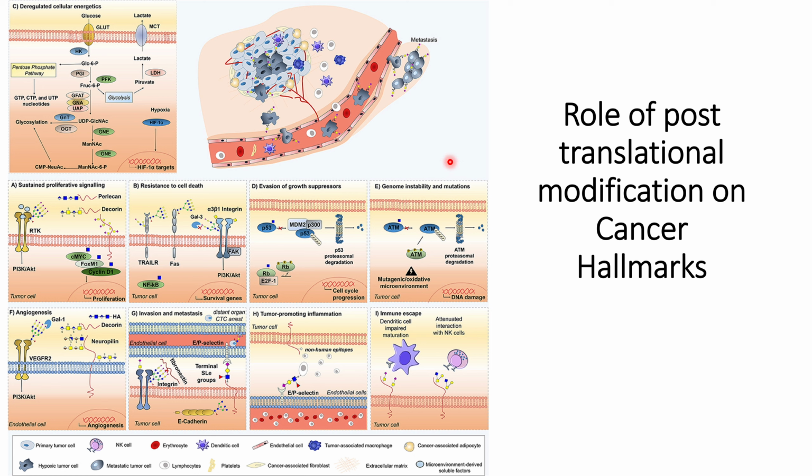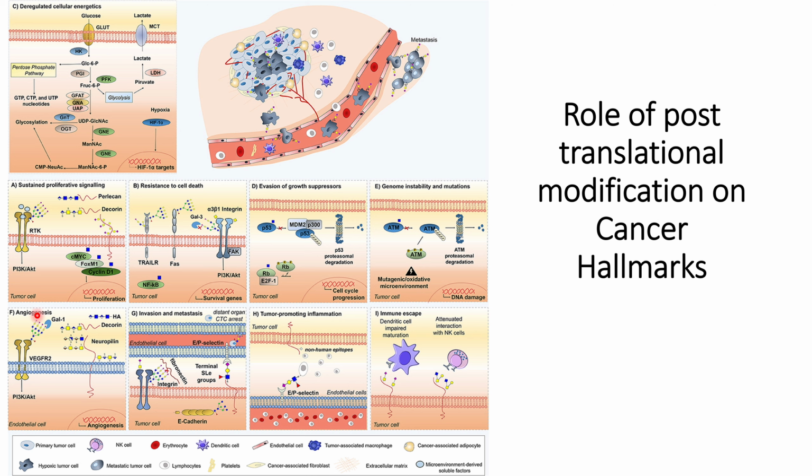And in the case of genome instability, what will happen? For all the mutations that occur, all the mutated genes, there is a self-regulatory mechanism within the cells by which proteasomal degradation occurs for most of the mutated proteins. However, in this case, because of the mutations of ATM, those mutated proteins will not be degraded, and that will cause a mutagenic and oxidative microenvironment.